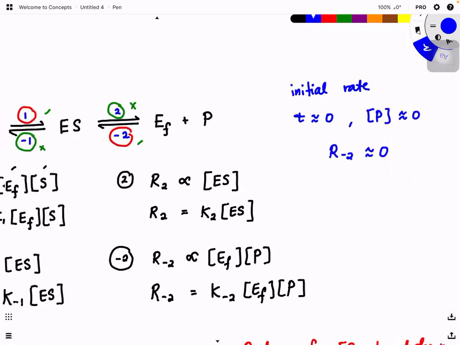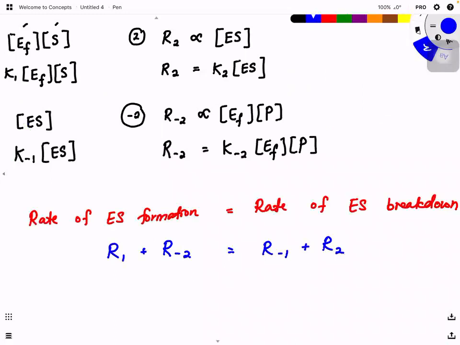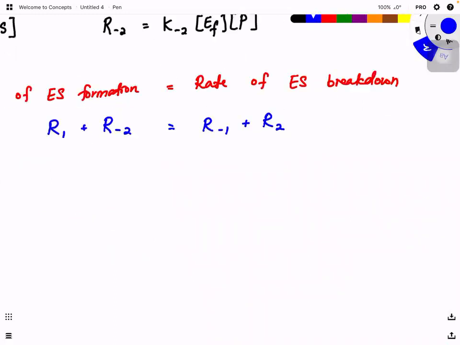We can ignore the effect of this. Correct or not? Are you clear? Because when T is almost near to 0, it means my product's concentration is also almost near to 0. So therefore the rate is almost equal to 0. Okay, something like you don't have substrate. How are you going to form the ES complex? Correct or not? Okay, the concept. So therefore in this case I say that R-2 equals 0.